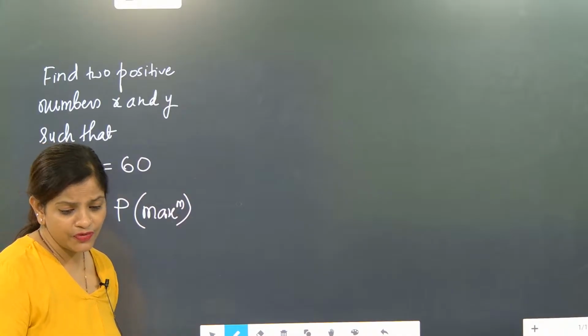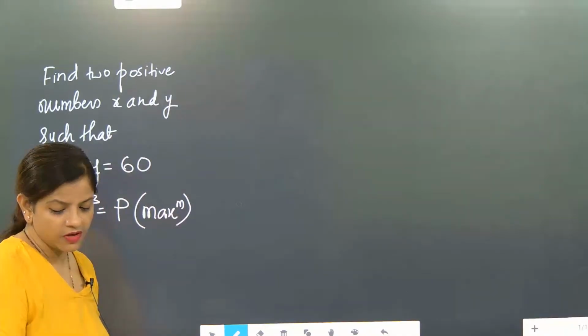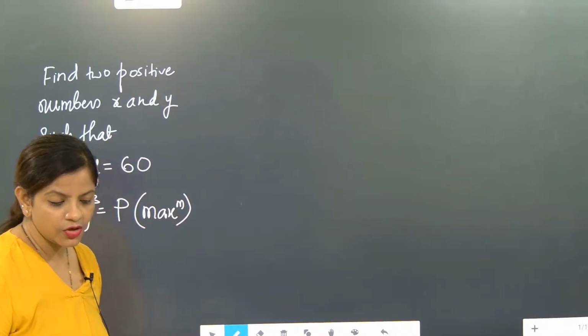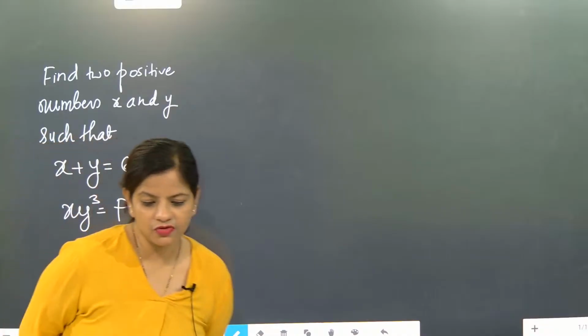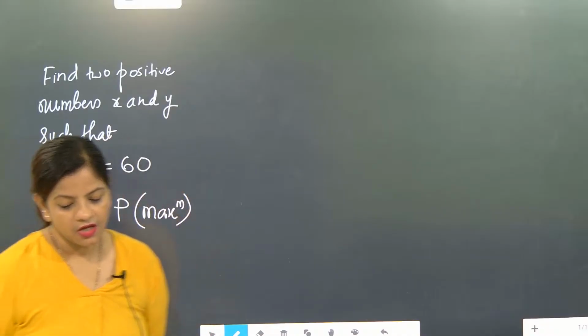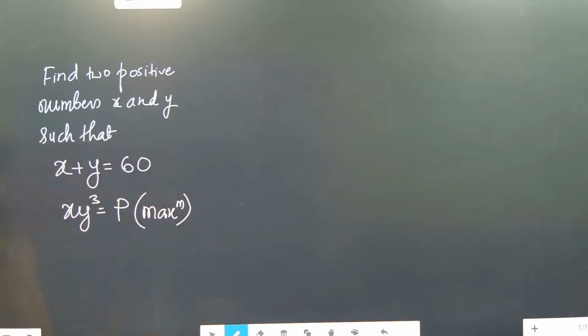X is equal to 15 and y is coming as 45. Let's check. X is equal to 15 and y is equal to 45. So some people have given the answer. Now let's work. Y cube is there.